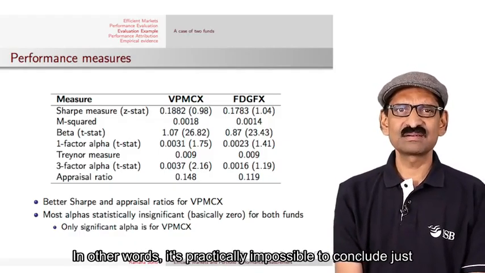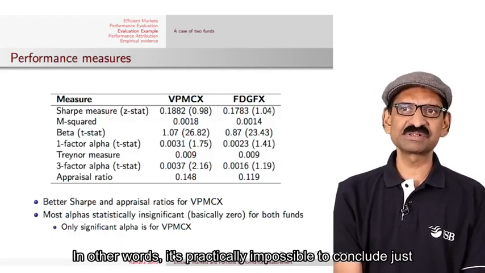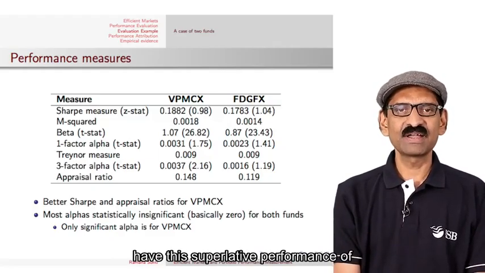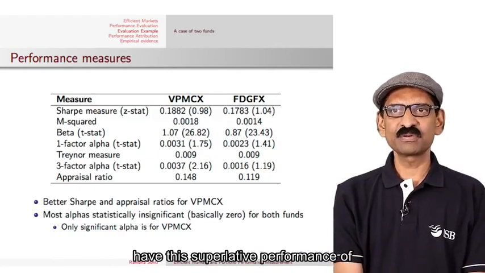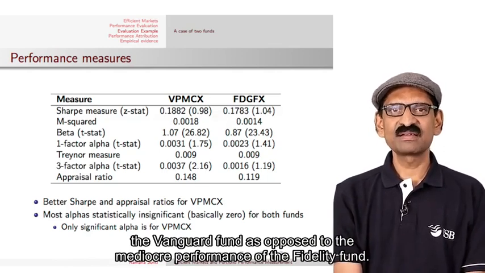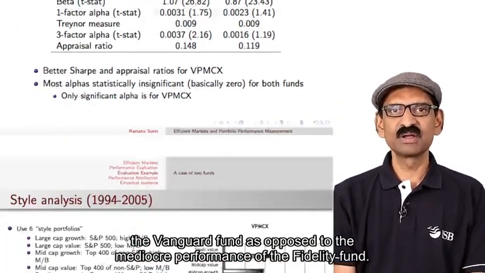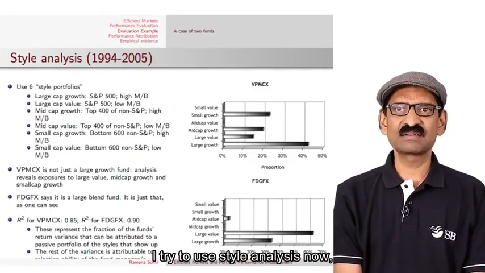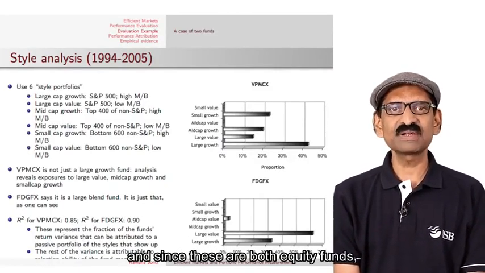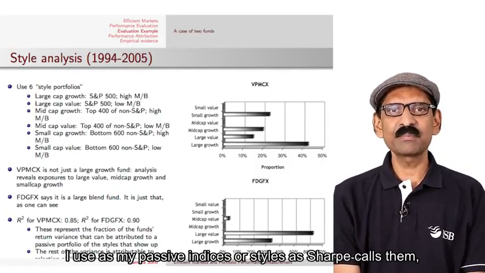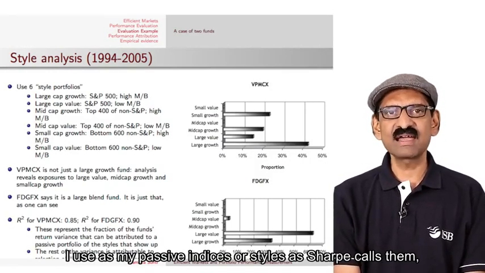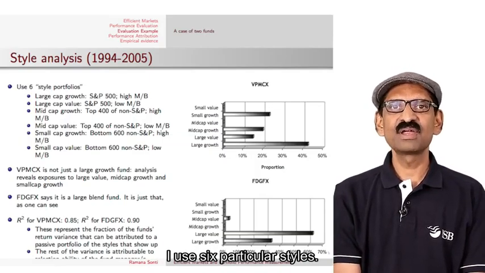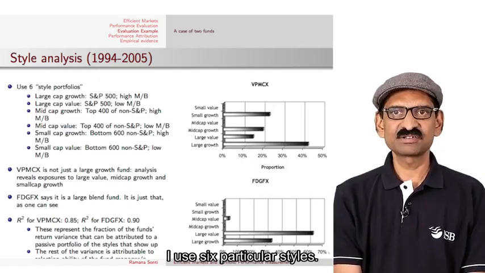In other words, it's practically impossible to conclude just from this set of numbers that somehow we have this superlative performance of the Vanguard fund as opposed to the mediocre performance of the Fidelity fund. So I try to use style analysis now, and since these are both equity funds, I use as my passive indices, or styles, as Sharpe calls them, on the right hand side, 6 particular styles.